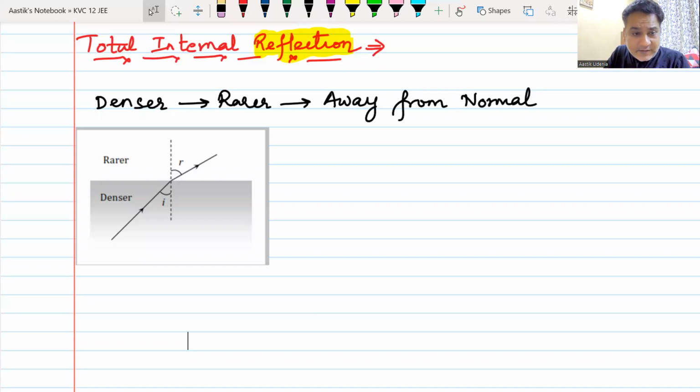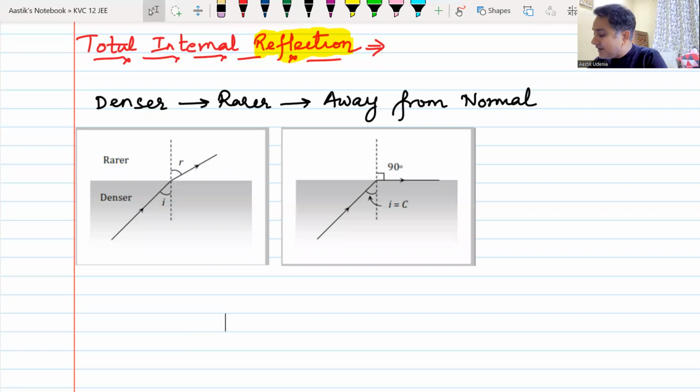So there will come a stage. What stage? Stage number 2. There will come a stage where, at some angle of incidence, which we call the critical angle, the angle of refraction becomes 90 degrees. Do we understand this? At one particular angle of incidence, the angle of refraction becomes 90 degrees. That angle of incidence is known as critical angle.